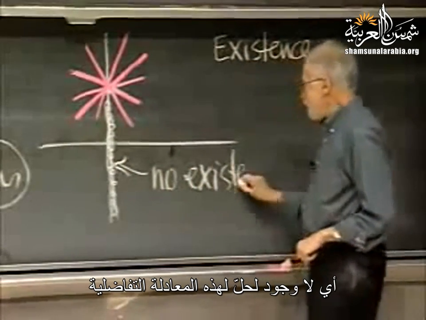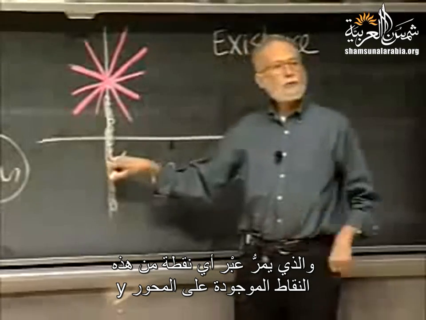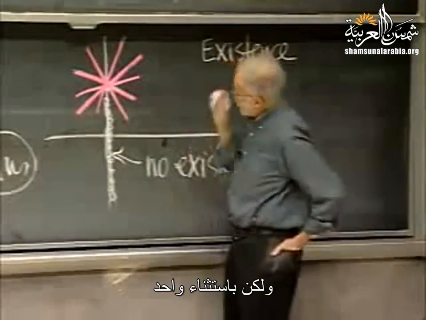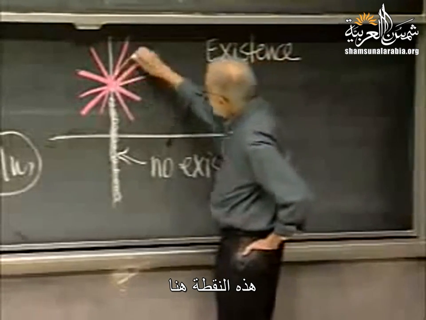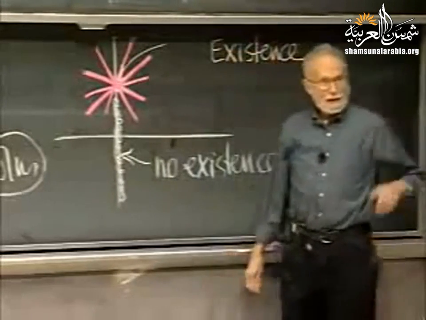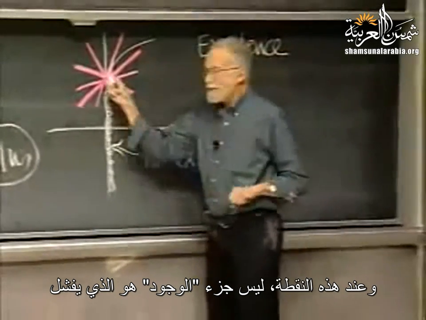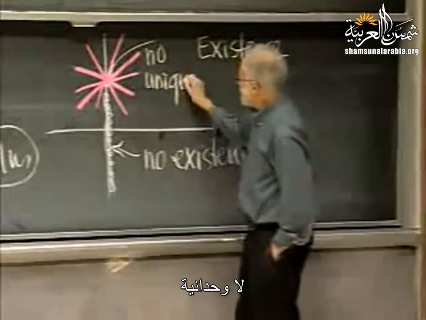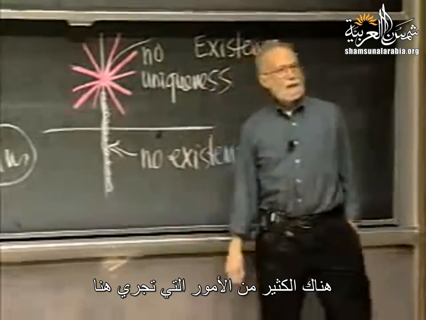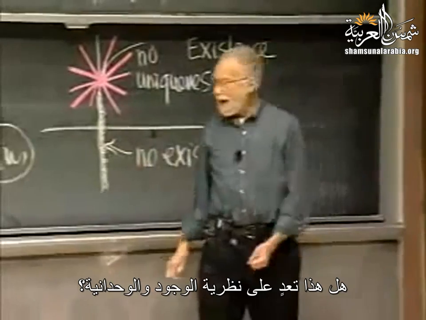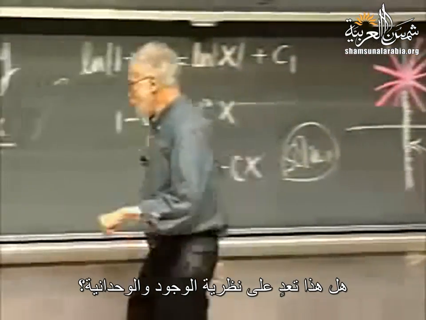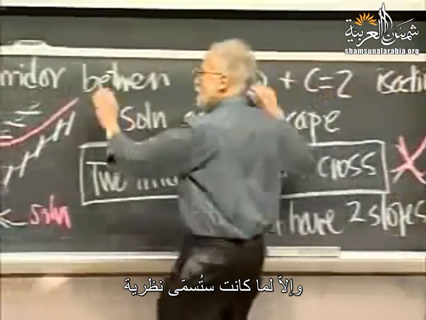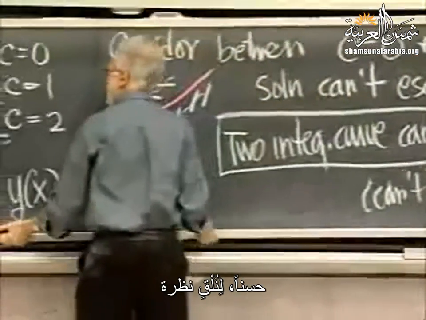There is no solution to this differential equation which goes through any of these wiggly points on the y-axis. With one exception, this point is oversupplied. At this point, it's not existence that fails, it's uniqueness that fails. No uniqueness. There are lots of things which go through here. Now, is that a violation of the existence and uniqueness theorem? It cannot be a violation because a theorem has no exceptions, otherwise it wouldn't be a theorem. So let's take a look.